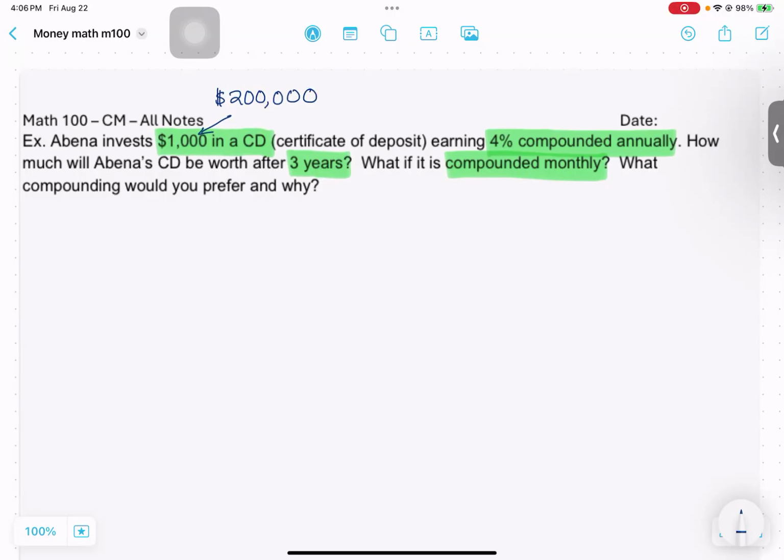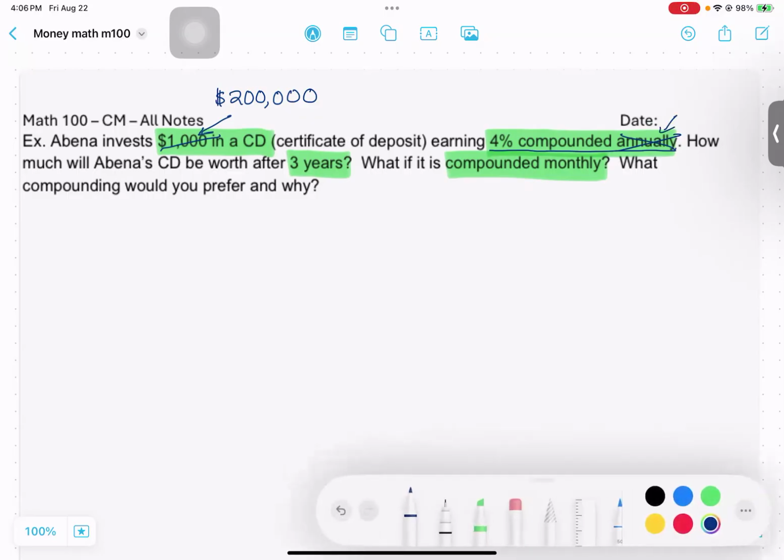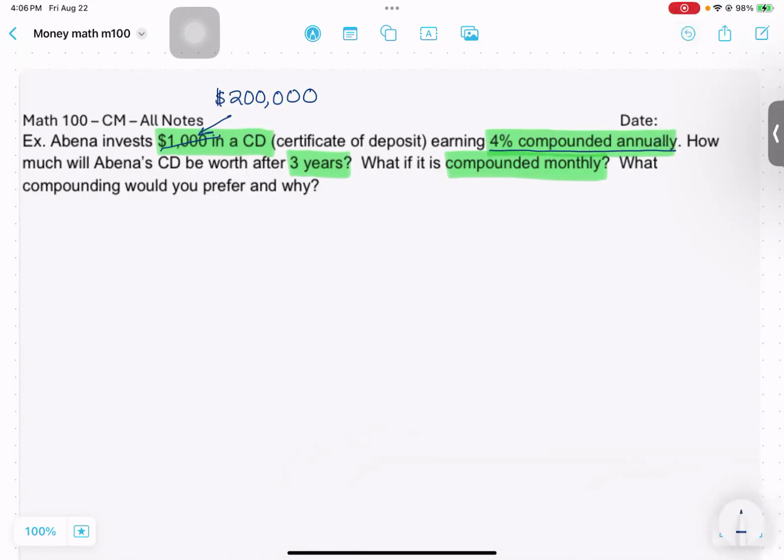Okay, so this is going to be changed in your notes. I want you to full on change it for me. We're going to work with $200,000, and we're going to look at 4% compounded annually. We're going to do annually first and then monthly, so we're going to check out both things, and again for 3 years. 3 years isn't a lot of time, but let's check it out and see what's going on.